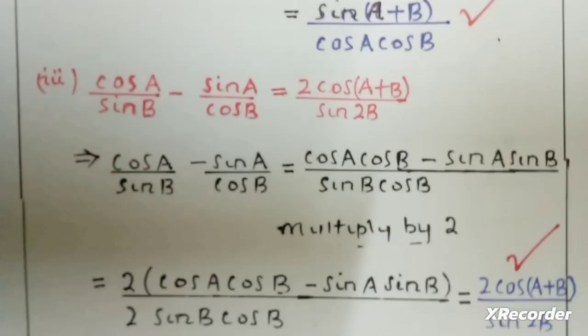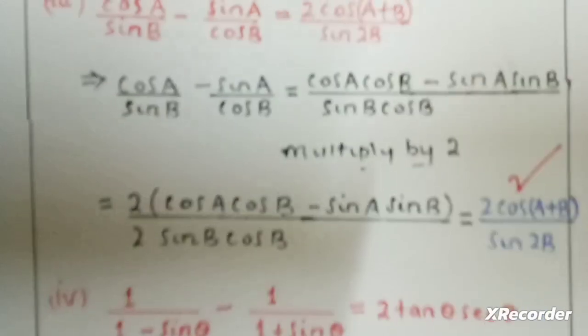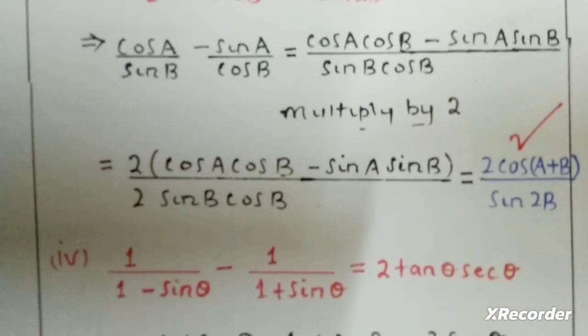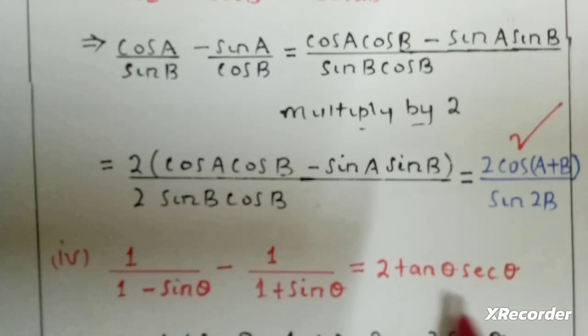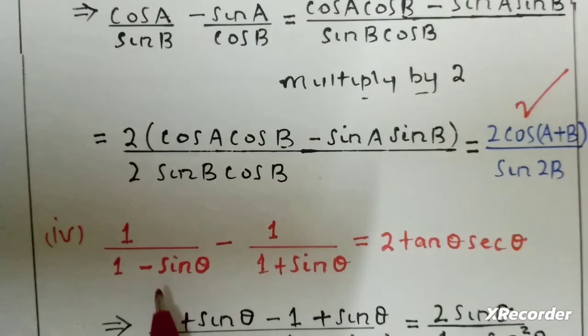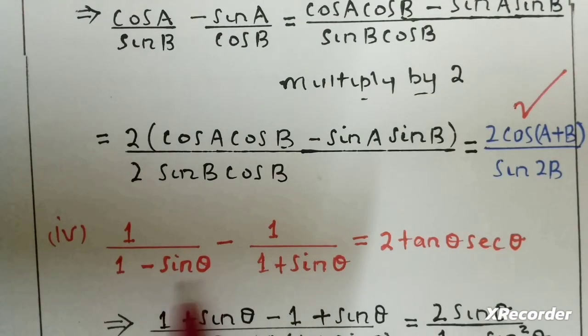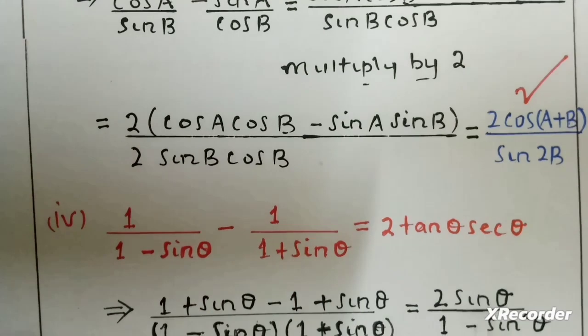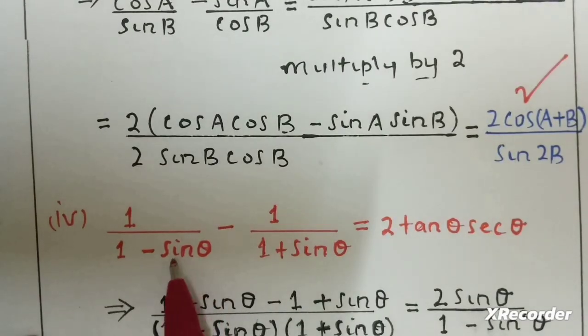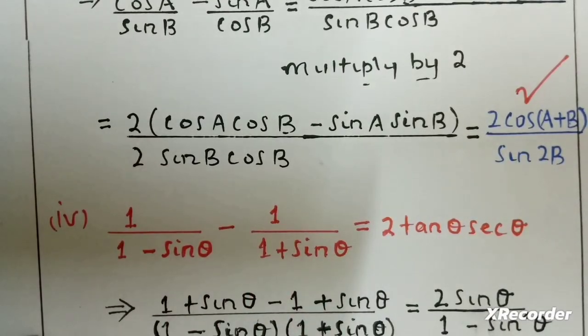We continue with another question here, which is 1 all over (1 minus sine theta) minus 1 over (1 plus sine theta), which gives us that. So let's prove that identity. We still do the same: we find the fraction for that, not the fraction but the LCM. That is the LCM.